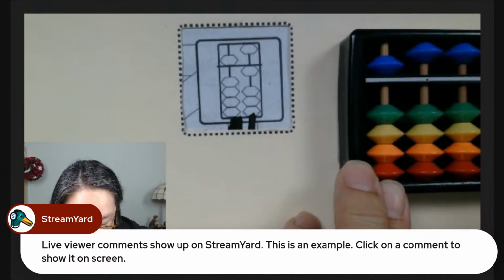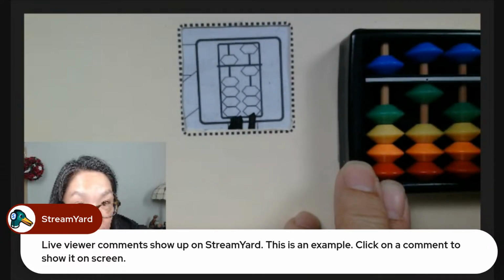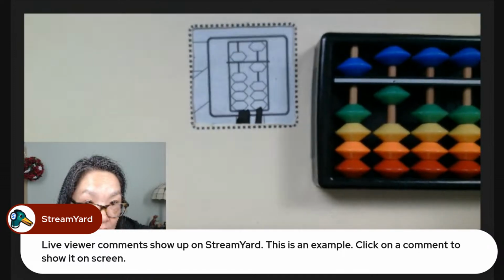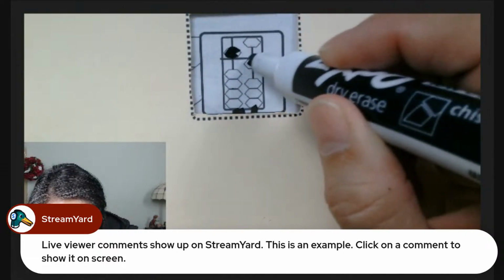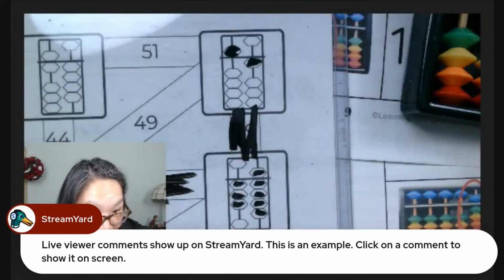Let me know. So we have this number, and then we have this number. What number do you think that is? There we go. 51. Yes, 51. Because there's a 5 up here, and then there's 1 here. Noelle, hey, good. Thank you, love.